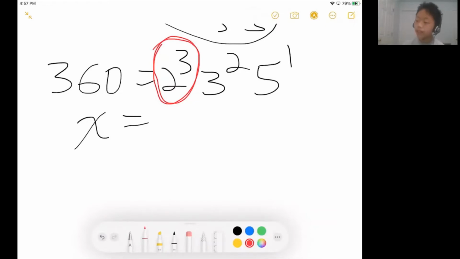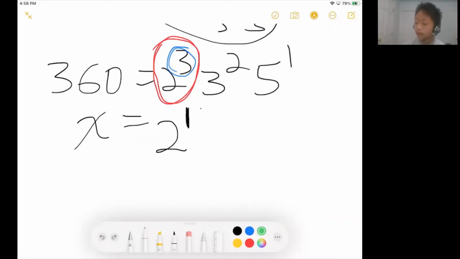One way to tell that this isn't a perfect square is that the exponent is 3, and 3 is odd. Any number to an odd power, like 2 to an odd power, is not going to yield a perfect square. We want an even number in the exponent to make it a perfect square. So if x has a factor of 2 to the 1, then when we multiply, we have 2 cubed and 2 to the 1, which combine into 2 to the 4, a perfect square.